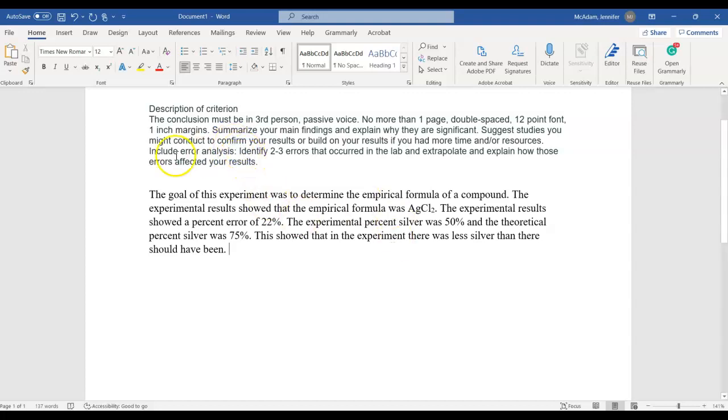And then the next piece says, for the error analysis, identify 2 to 3 errors that occurred in lab and extrapolate and explain how those errors affected your results. Okay, now, a lot of times with errors, people will go like, I spilled something. Okay, first of all, that's first person. And you can't just say something spilled.